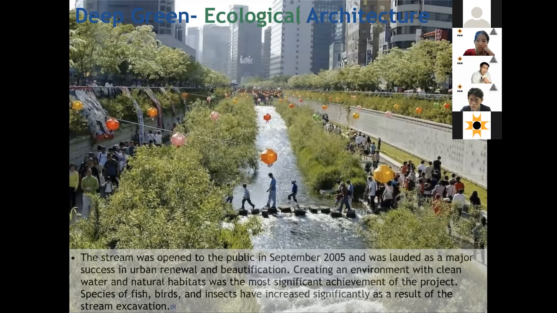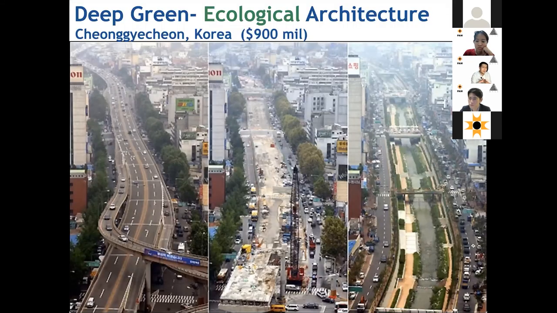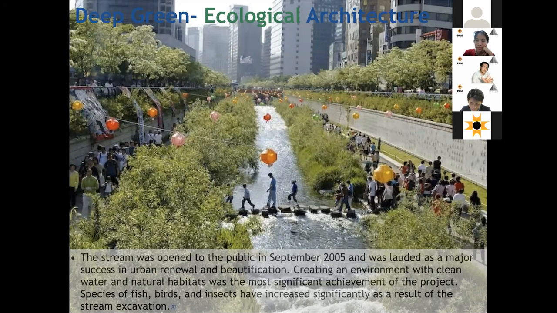Actually, this area is a golden triangle. In Korea they also call it the golden triangle. It's a very city center, something like KLCC. And another one is Bishan Park. But you are talking about KLCC, right? I think it's nearer to these typologies.